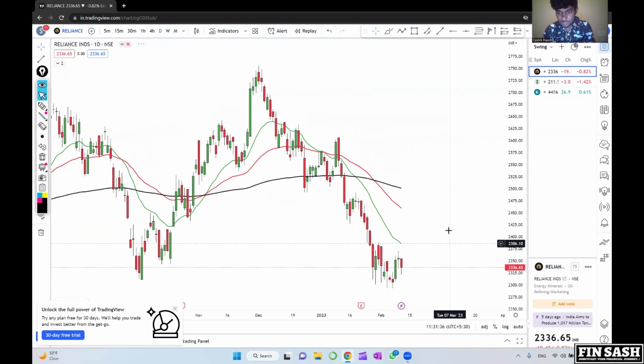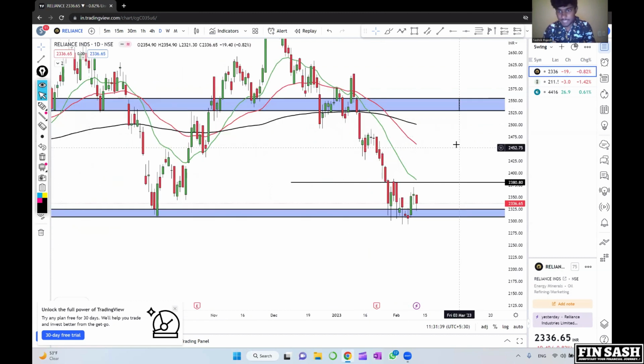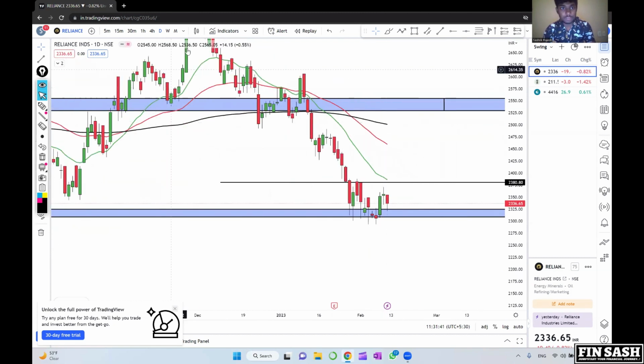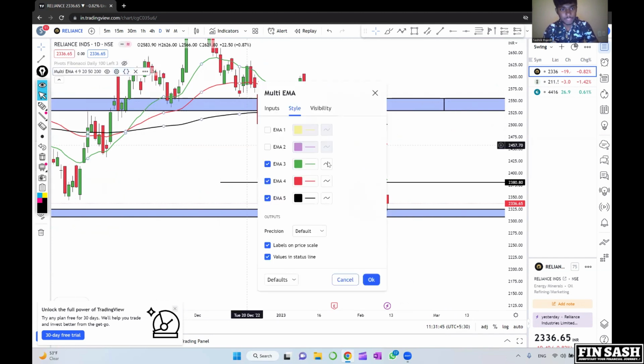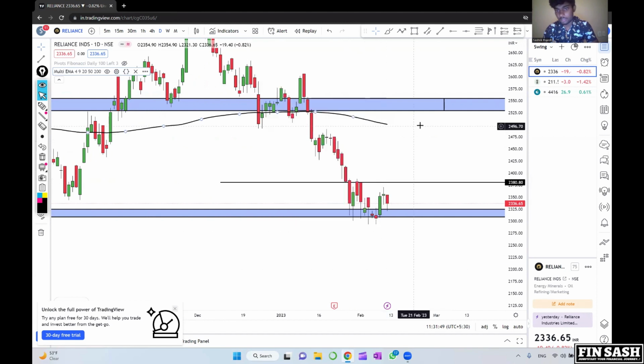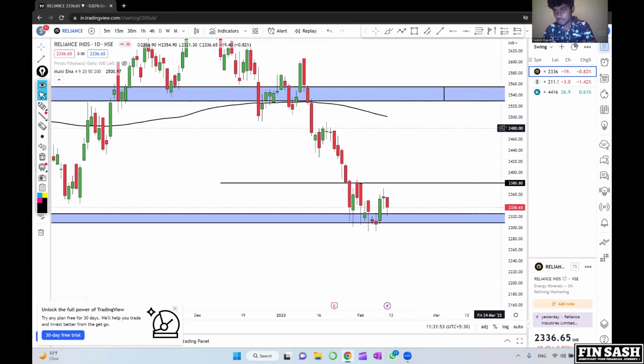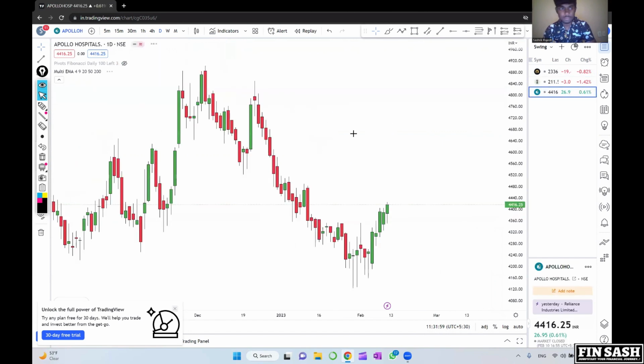For Reliance, just a quick thing. If you're on the daily time frame, the 200 moving average could also be one of your targets too. So 2000, around 2500 could be your target too. So yeah, just a quick note. All right.